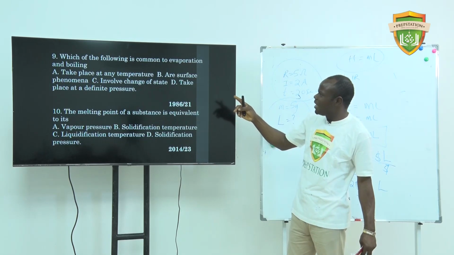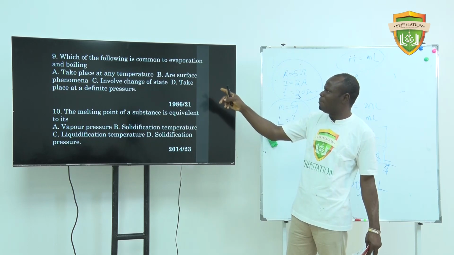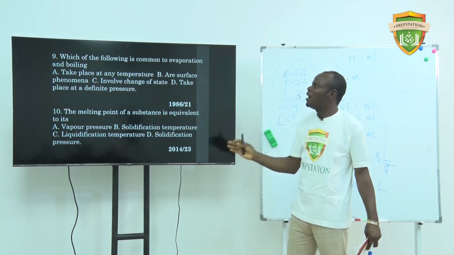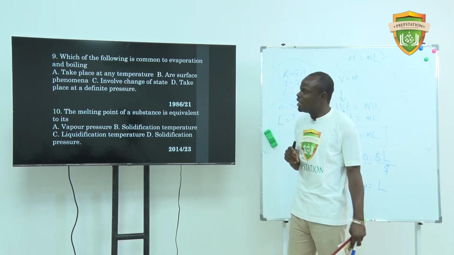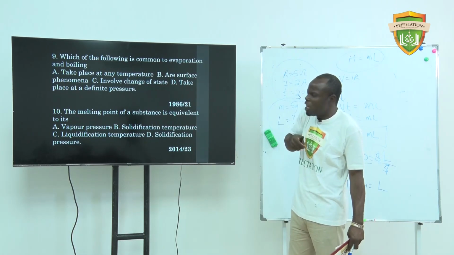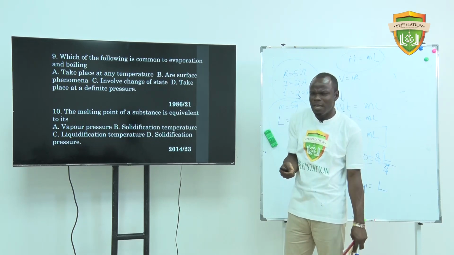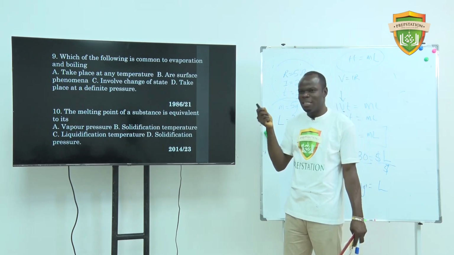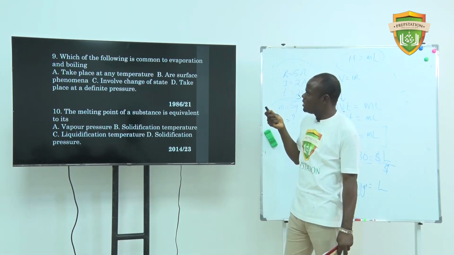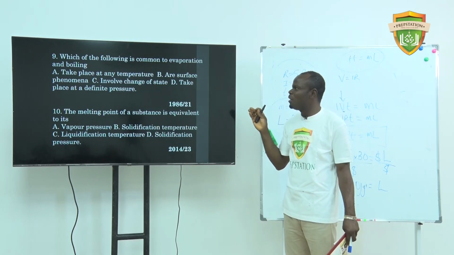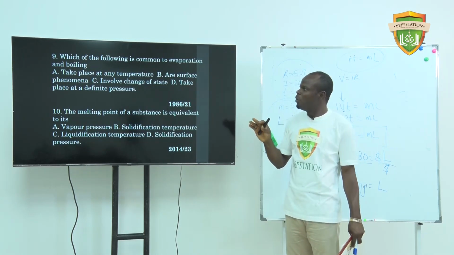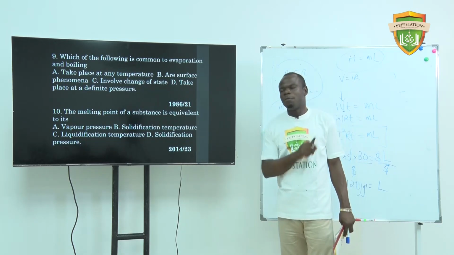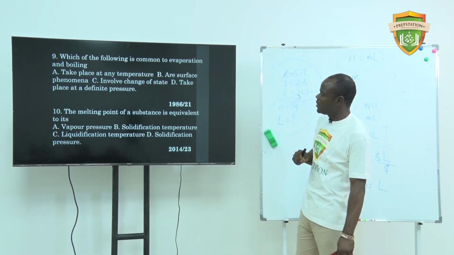Do they take place at any temperature? The first option, it can be, because boiling needs to happen at a specific temperature. So A and B out of the equation. Let's go to option C. Option C says involve change of state. I think that makes lots of sense. Both of them involve change of state. So before getting to D, there is one correct answer we have gotten. D takes place at a definite pressure. That's definitely not true. The correct answer is C. Involve change of states.